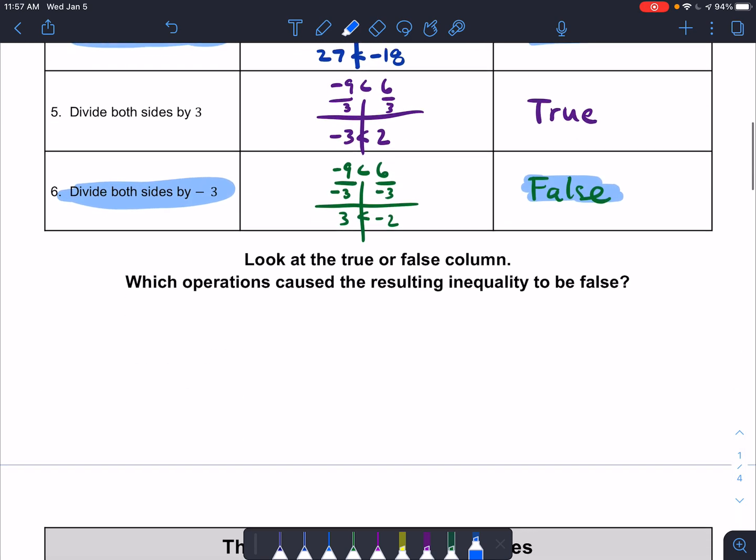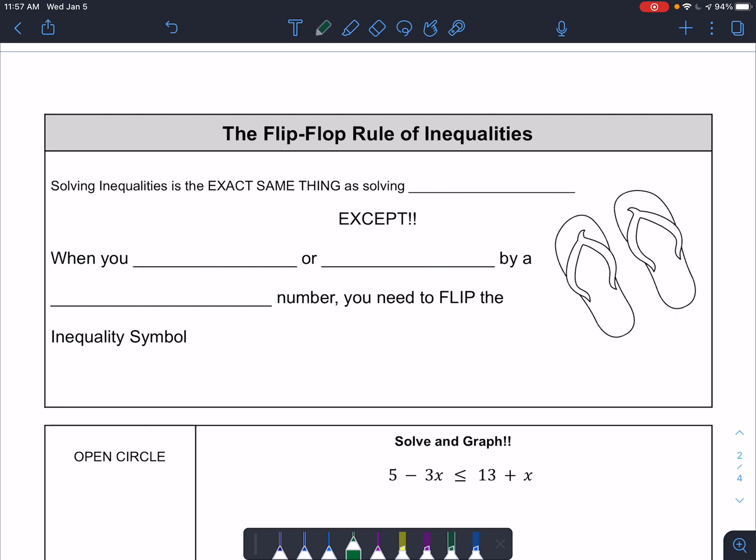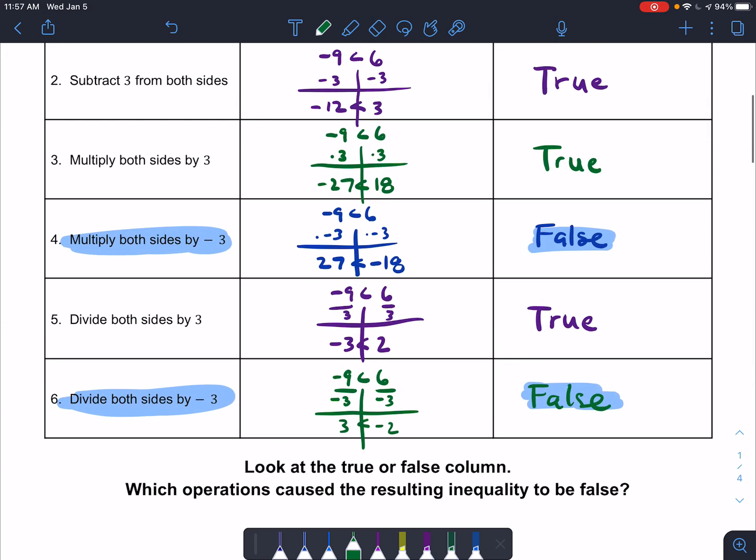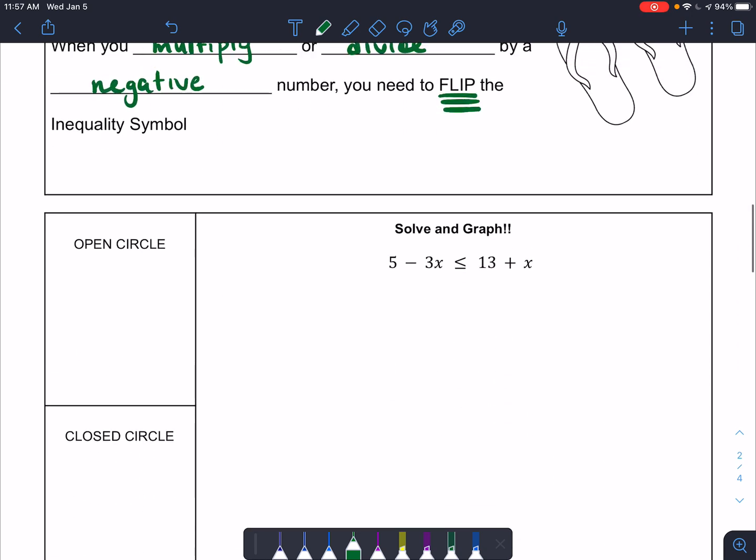Here we go, let's get into some notes. Solving inequalities is the exact same thing as solving equations, except when we multiply or divide by a negative number, you must flip the inequality symbol. To make these statements true, I really should have written that 27 is greater than -18, or 3 is greater than -2. I needed to flip those inequality signs. So that's the takeaway.